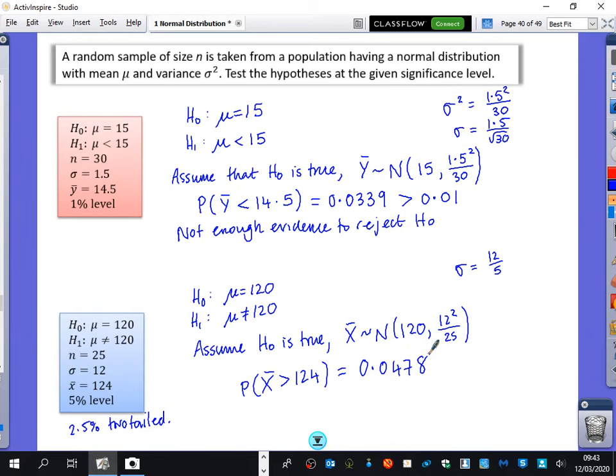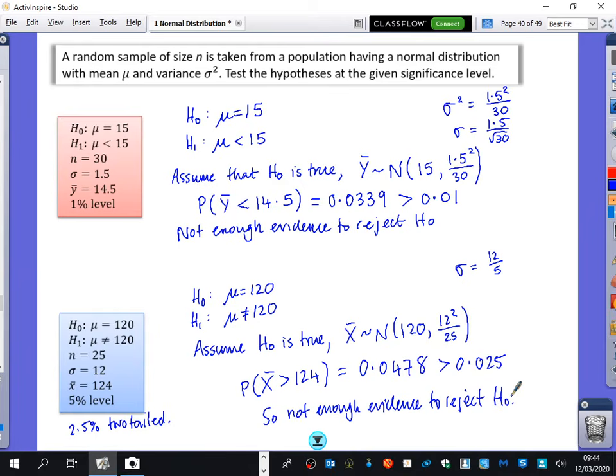It's great, less than 5%. You would have said it's less than 5%, and you would have rejected the null hypothesis: I don't actually think that the mean is 120. But we're all smart enough to know that we had to halve it here. So we're actually going to say that this is greater than 0.025. So there is not enough evidence to reject H naught. In other words, in the context, we would say there is no reason to believe that the mean is different to 120.